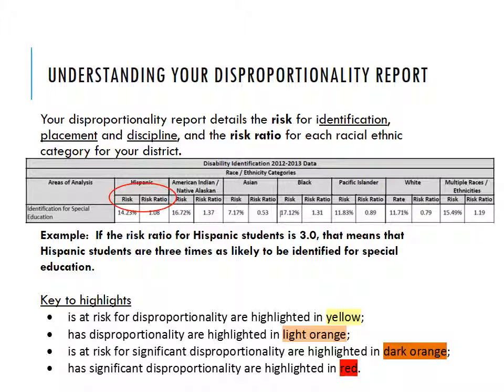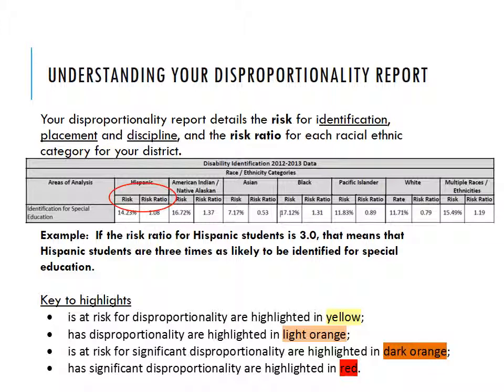So let's now talk about understanding your disproportionality report. Your disproportionality report details the risk for identification, for placement, and for discipline, and the risk ratio for each racial and ethnic category of your district. On your report, you will see on the left side the areas of analysis, and then going across the page, you'll see it broken into those race and ethnic categories.